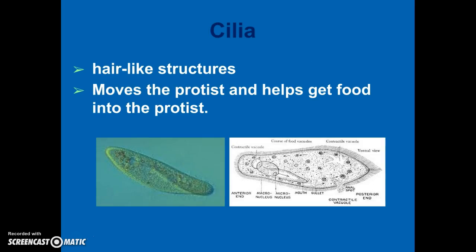When you start looking at unicellular organisms, you're going to see all kinds of different structures that they have to help them get food and to help them eat and to get rid of waste and so forth. Cilia is one of those structures. Hair-like structures move the protist and help get food into the protist. So you'll be seeing this in labs this year, but if you look real close, you can see kind of a bubbly looking effect here on this real paramecium. That's the cilia, little hair-like things. But here's a drawing of it so you can really see how it's lined with little hairs, called cilia.